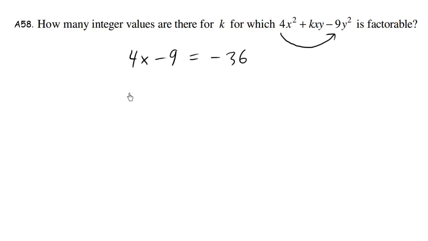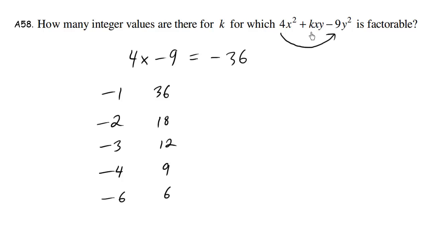Let's follow this pattern. If you break down the factors, 1 times 36 is 36. And then 2 times 18 is 36. 3 times 12 is 36. 4 times 9 is 36, and 6 times 6 is 36. To get negative 36, we're going to stick a negative sign in front over here.